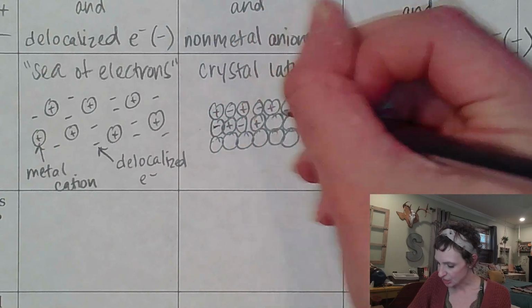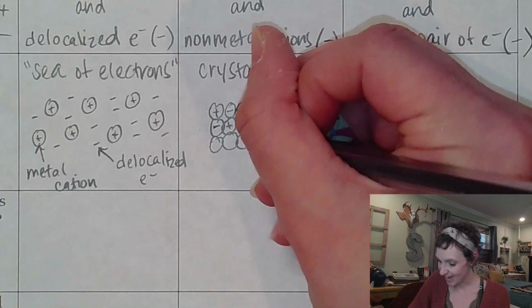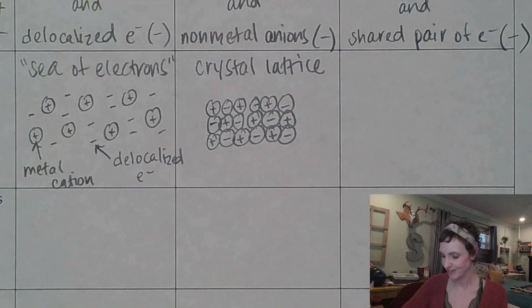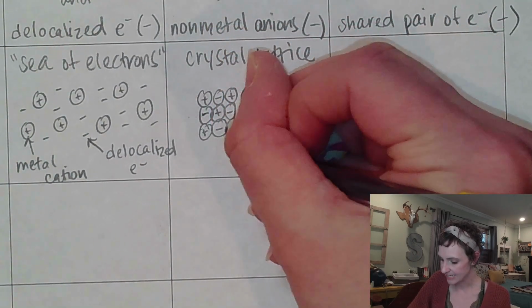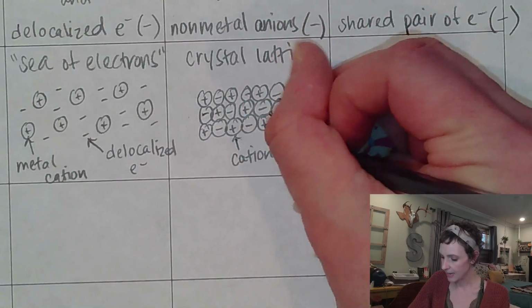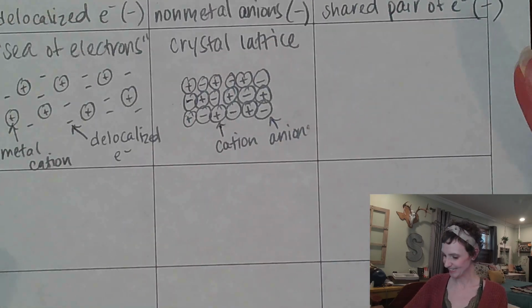Because like charges repel, right? So they will be oriented in a way where alternating charges will be in contact with each other, right? So you get this giant crystal lattice structure. So go ahead and label a positive guy a cation and a negative guy an anion. Yes? So that's our crystal lattice.